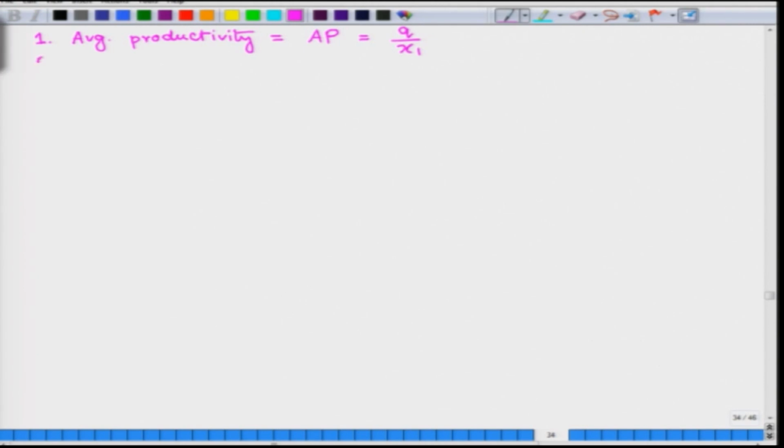Now, here comes the second concept, marginal productivity, which is very important in microeconomics. And that is given as MP, the shorthand notation for that, and that is basically the first order derivative of the production function with respect to the variable input. Sometimes it is also shown as F1, the first partial of the production function with respect to the variable input.